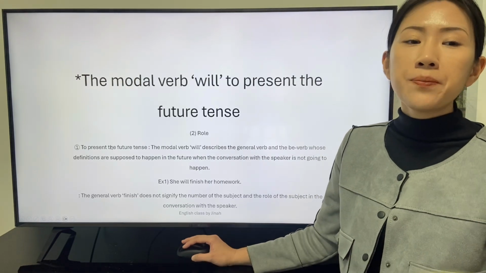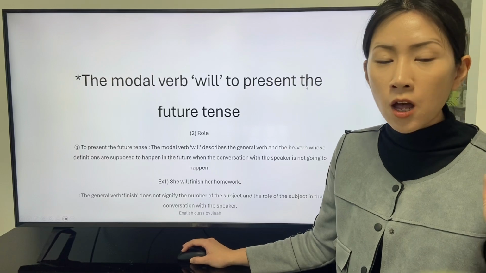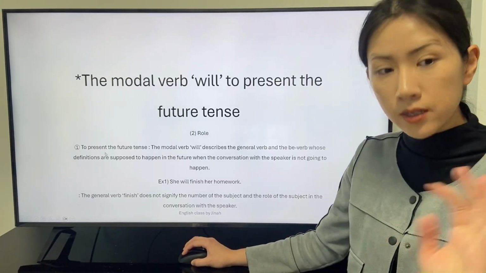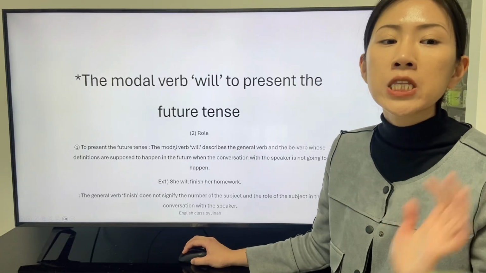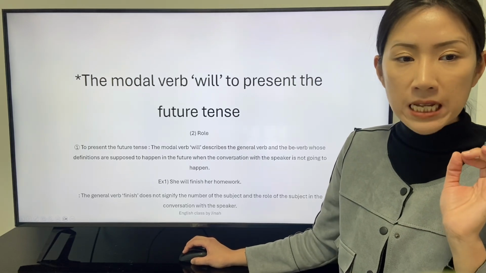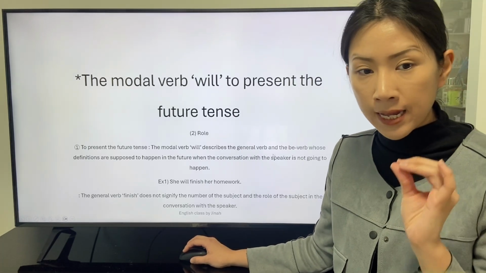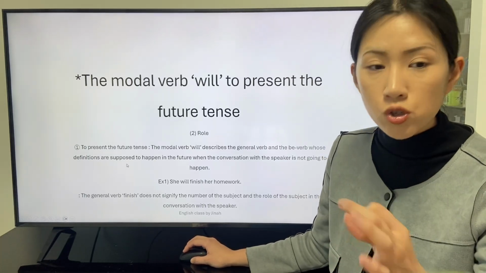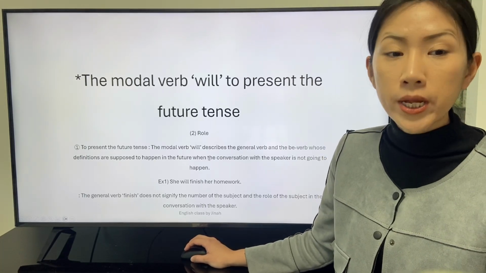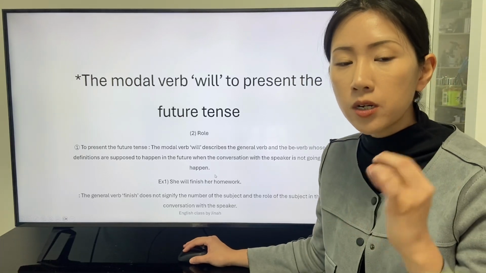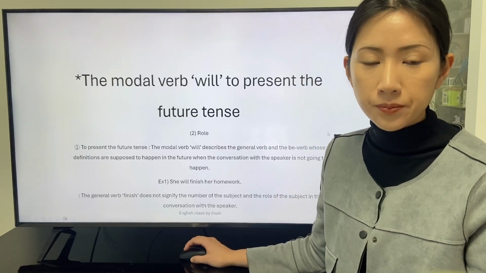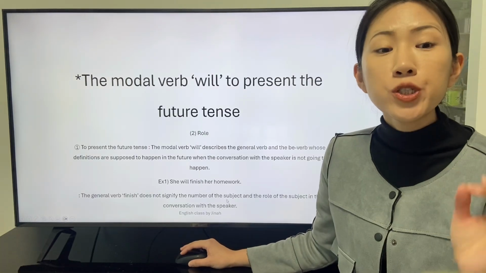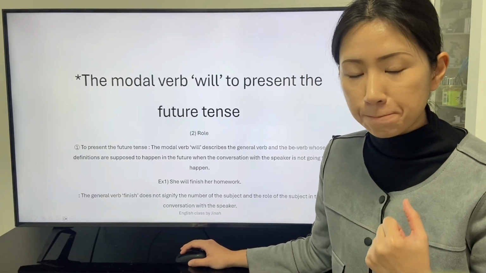The modal verb will to present the future tense has the role to reveal the future tense. The modal verb will describes the general verb and the be-verb whose definitions are supposed to happen in the future when the conversation with the speaker is not going to happen. There is an exemplary clause. She will finish her homework.